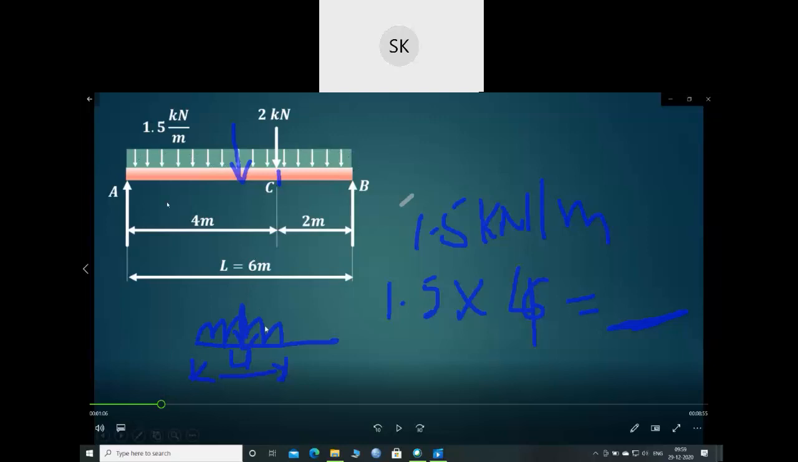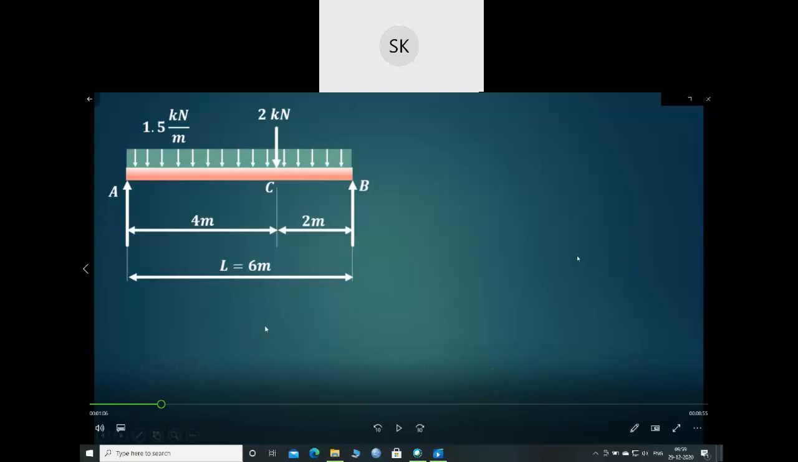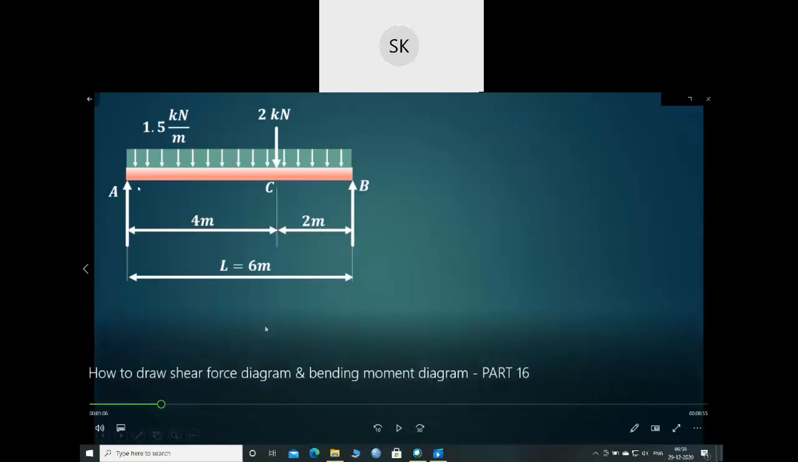Any issue with this part? Any doubts? Any issue? Any doubts from this part? How they have converted this UDL with the point load? Okay, no issues. Okay, fine. So they have converted the UDL with point load to find out the support reactions.